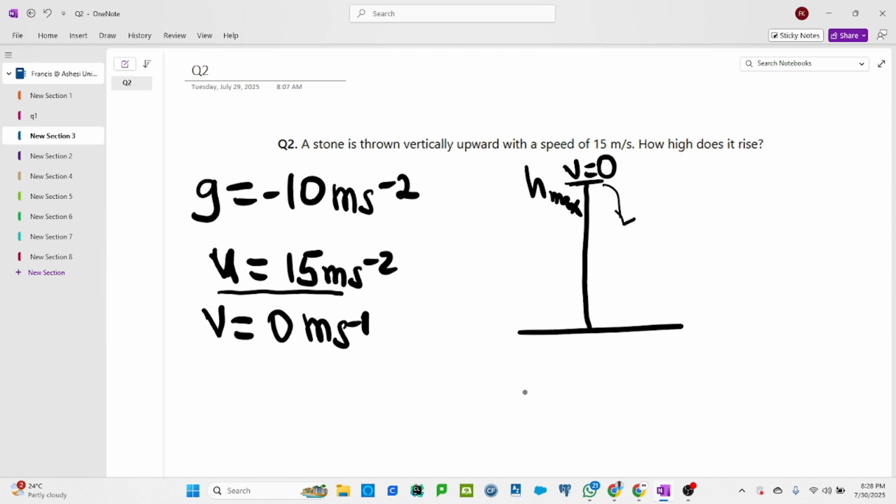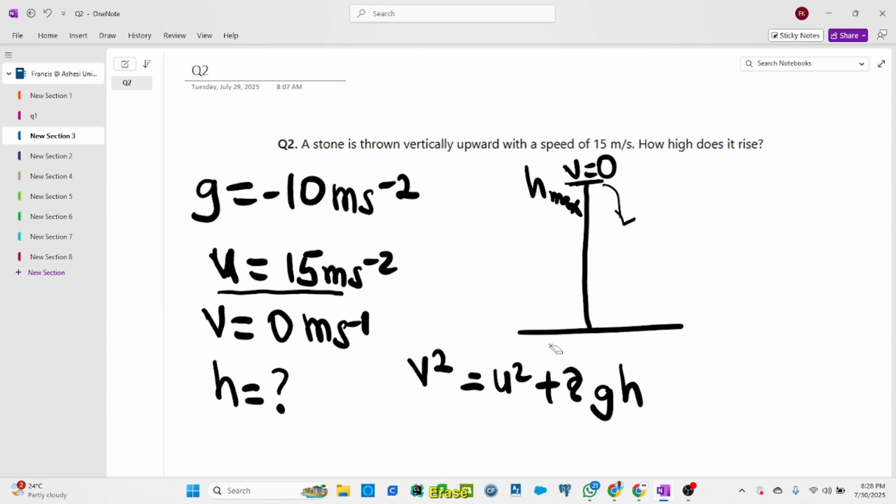So let's solve this one. Which equation are we going to use? We are looking for h. We are going to use the third one. You mean v squared is equal to u squared plus 2gh. Okay, so what do you get? Let's put in the values.